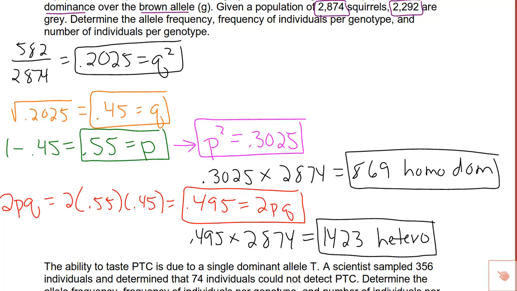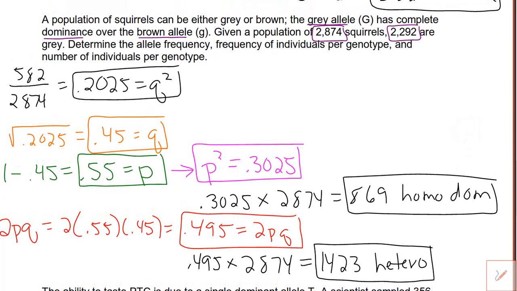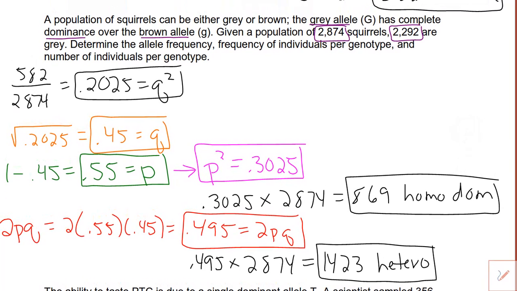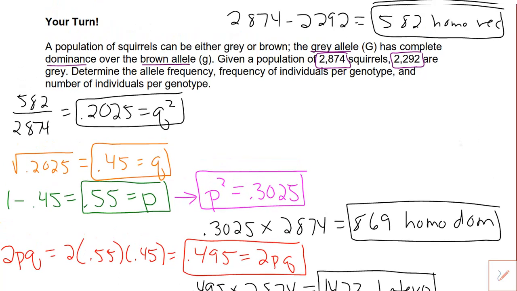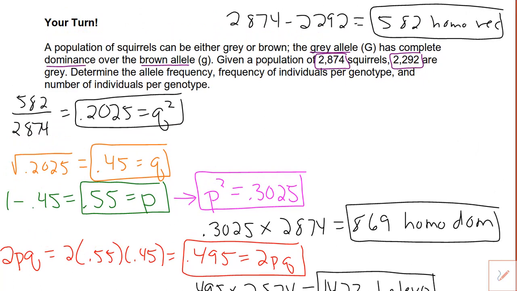We now have all of our values. Let's look closely. Determine the allele frequency. That's my Q and my P value. I have those, 0.45 for Q and 0.55 for P. Determine the frequency of individuals per genotype. I figured out from the very beginning that there were 582 homozygous recessive, and if you want to check that, you can always do what we did with the other values. Take that Q squared and multiply it by the total number of individuals, and you'll see I do get 582. So this is correct.